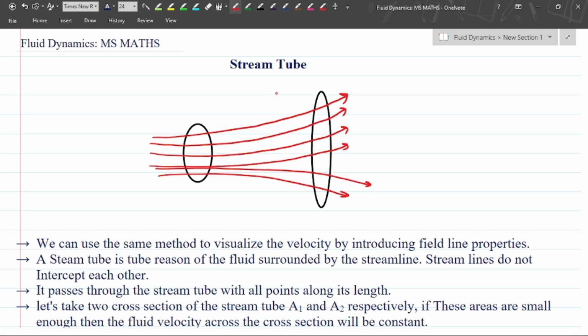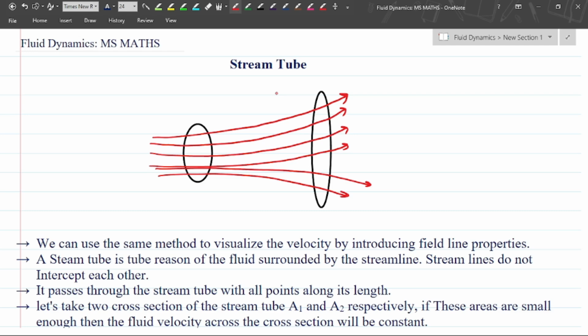So basically, what is the streamline? A streamline is a line. Okay, streamline is a line which is based on the position, and in the case of a line, it is basically dx by u, dy by v, and dz by w. That is the equation of streamline.